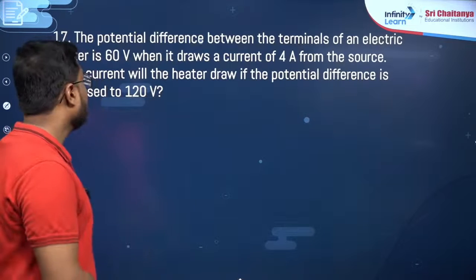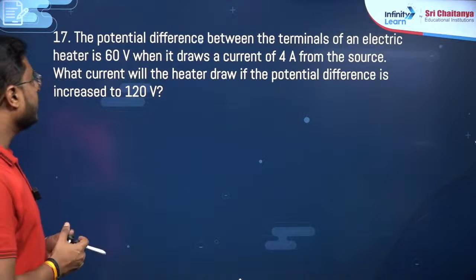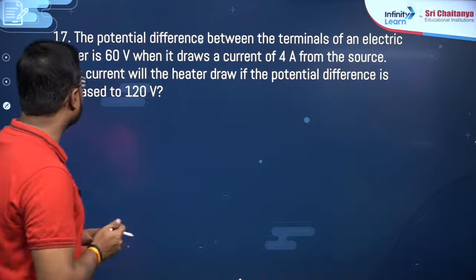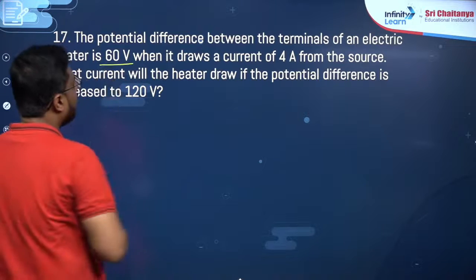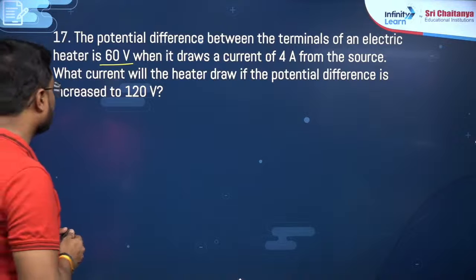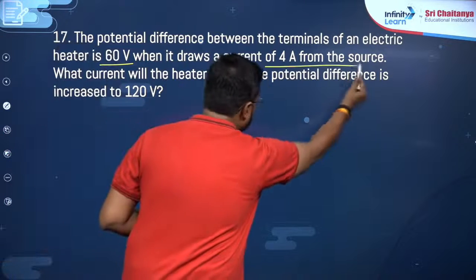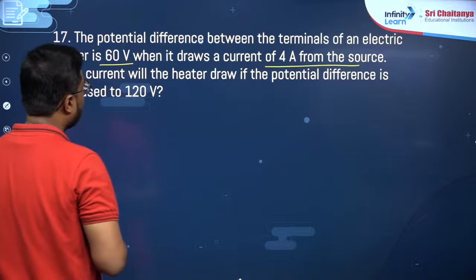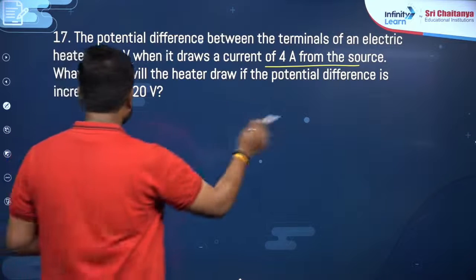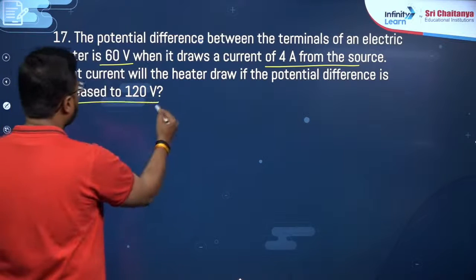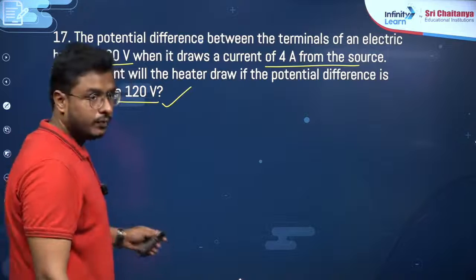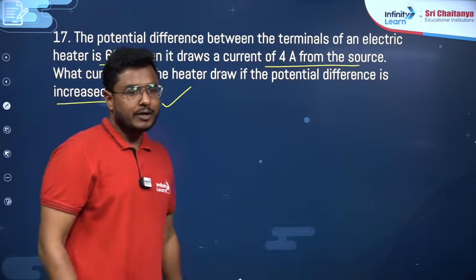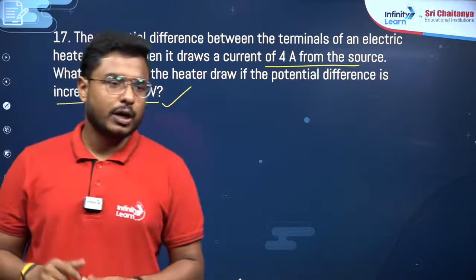Let's move to the next one. The potential difference between the terminals of an electric heater is 60 volt when it draws a current of 4 ampere from the source. What current will the heater draw if the potential difference increases to 120 volt? You have 2 minutes to solve this question. We'll check your answer after 2 seconds.